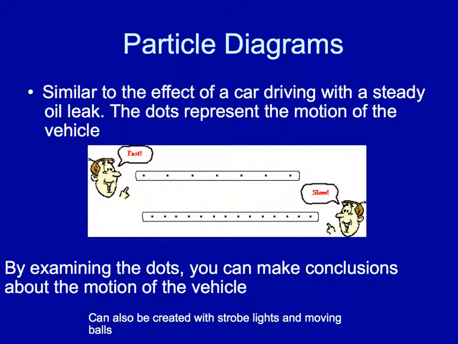A great way to look at motion would be a particle diagram. You can kind of think of it almost as a car driving with a leaky oil leak. And the dots are going to represent the motion of it. So the top one would be fast because the dots are farther apart. The bottom one would be slow because the dots are closer together.